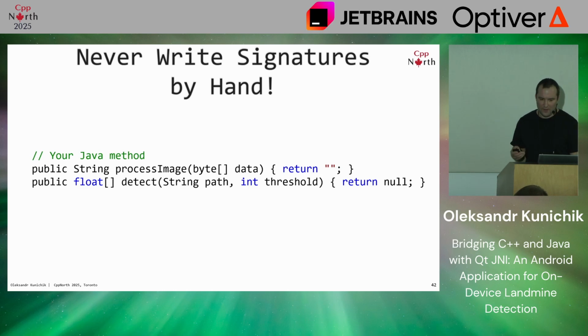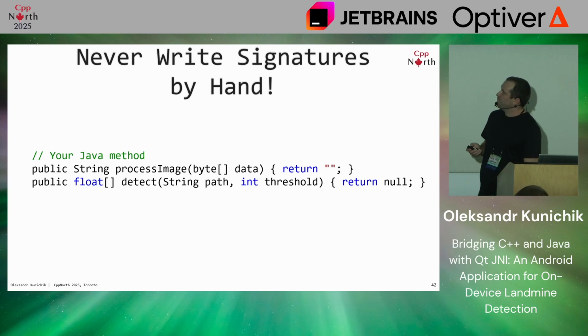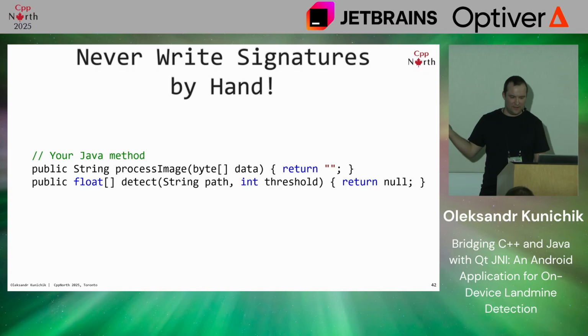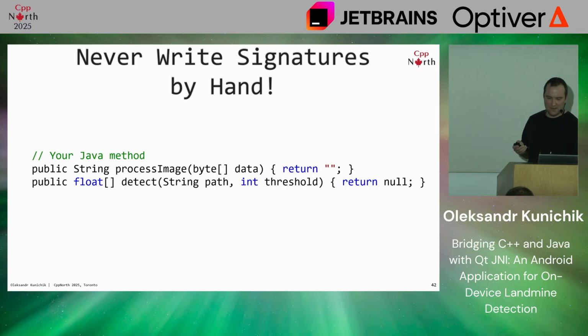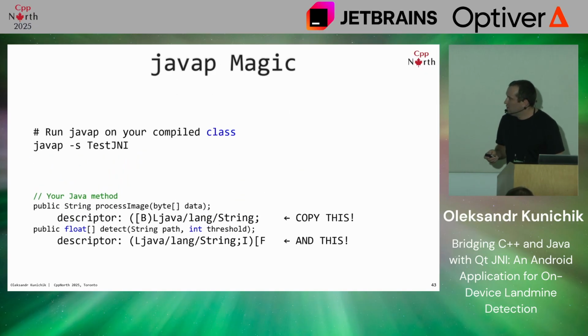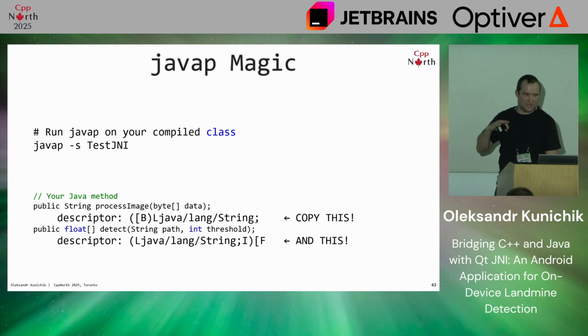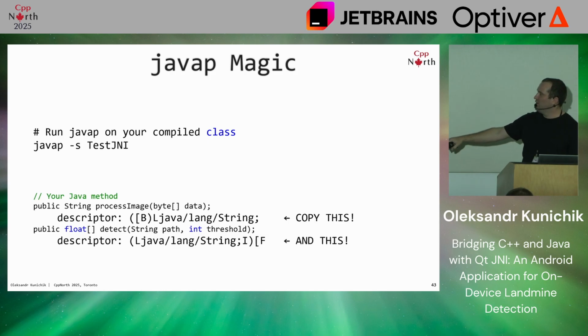But these signatures from previous slides, they were a little bit cryptic, right? So how to compose them? Never write JNI signatures by yourself. Here are some Java methods. You could guess and debug crashes for hours, maybe for days. But you can also use javap. It's like a console application. You can just run it and have all the needed strings. You just copy them to the code. So everything is easy.